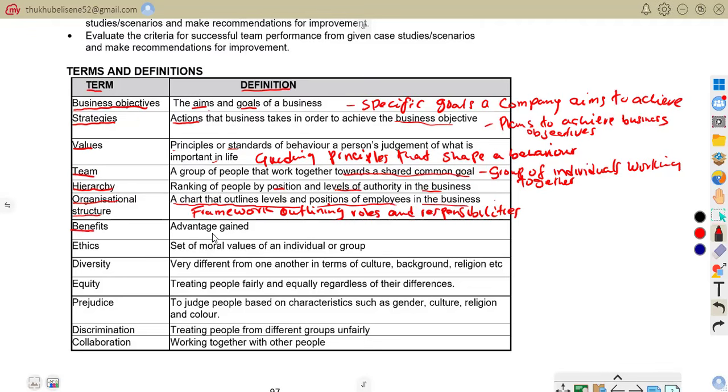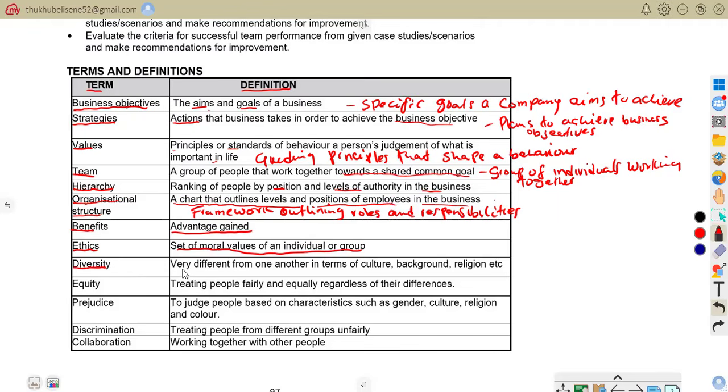Now we come to benefits. Benefits are advantages gained, advantages or rewards. For example, you can talk about health insurance, retirement plans. Those are the benefits. Now we come to ethics. Ethics is a set of moral values of an individual or group. You're talking about moral principles guiding behavior. For example, ensuring fair labor practices. Those are the ethics.